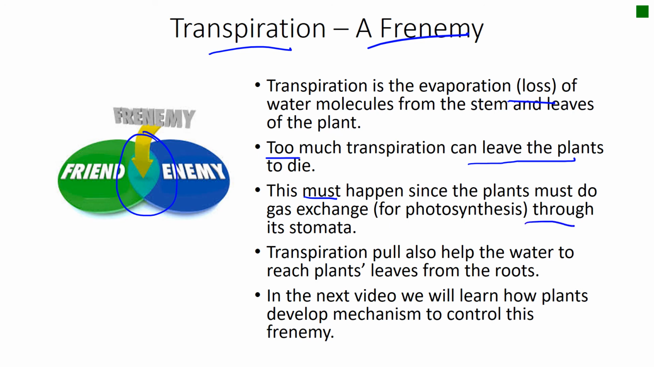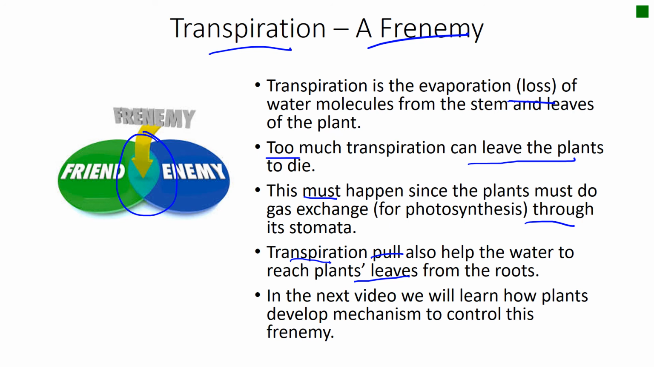So the gas exchange happens through the stomata. And when the stomata are open, it means that the water molecules can also leave the plant through transpiration. However, this is the good thing. Transpiration also creates transpiration pull that also helps the water to reach the plant leaves, even up to the highest one from the roots. Right?